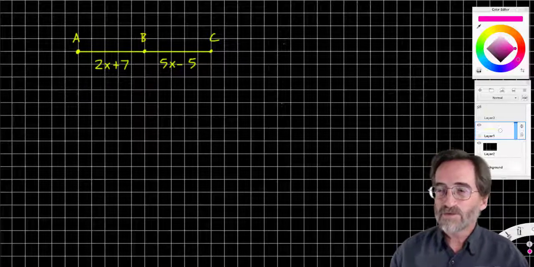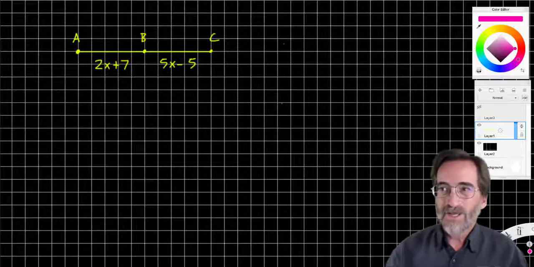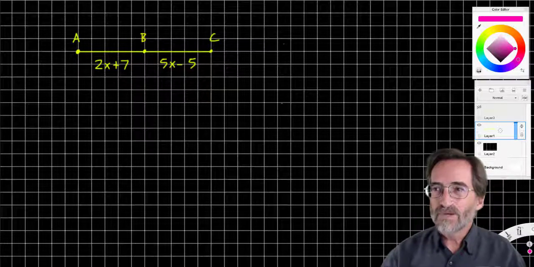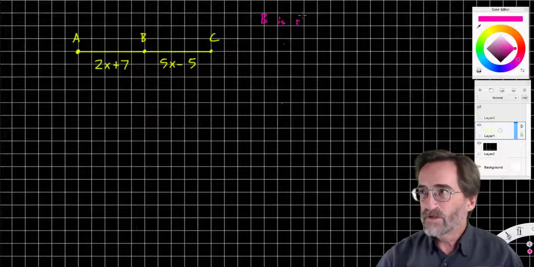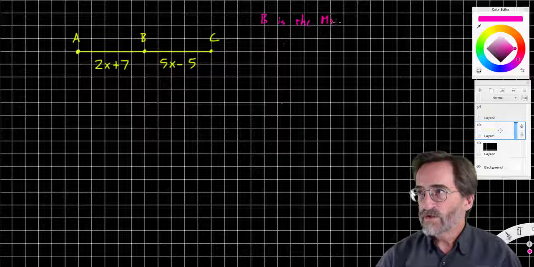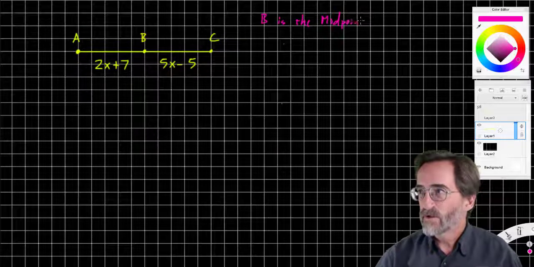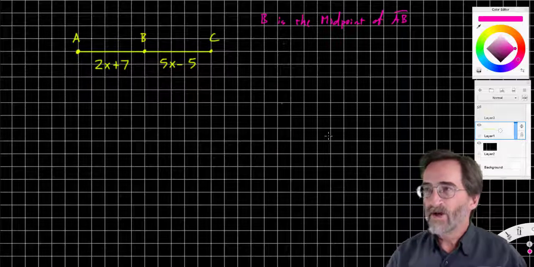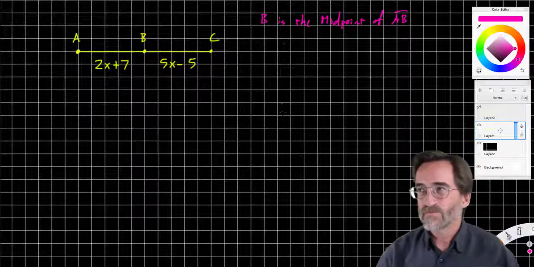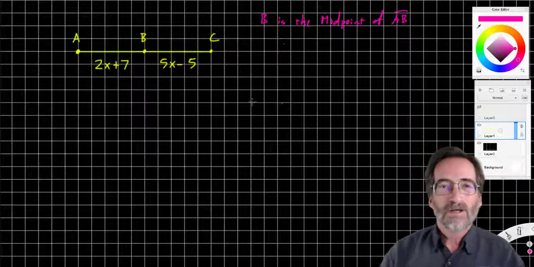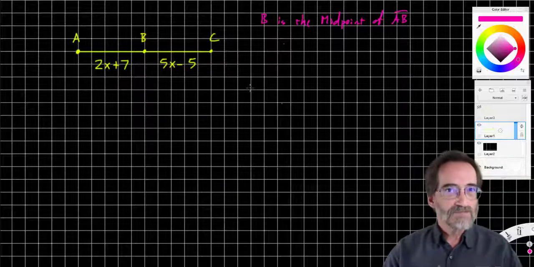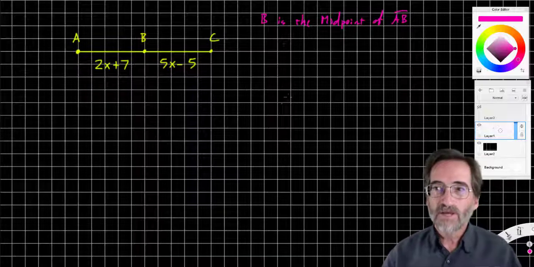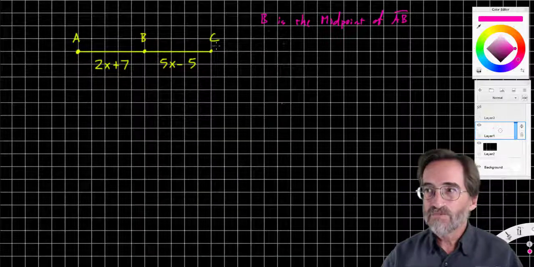So on the screen you see a line segment AC. And B is said to be the midpoint of segment AC. Note I'm using capital letters and the symbol for a line segment. Capital letters, line segment. All right. Midpoint means the exact middle, the exact center. It means that the measure of AB equals the measure of BC.